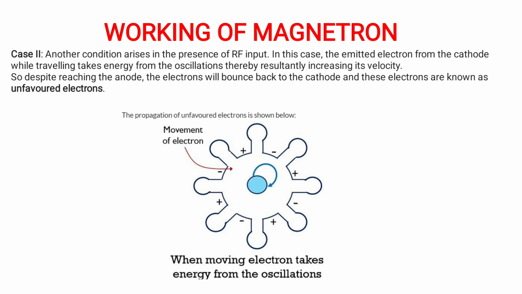And here case 2 is another condition that arises in the presence of RF input. In this case, the emitted electron from the cathode, while traveling, takes energy from the oscillations, thereby increasing its velocity. So despite reaching the anode, the electrons will bounce back to the cathode, and these electrons are known as unfavored electrons.